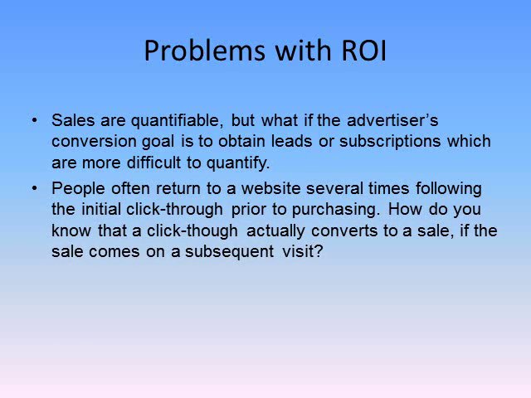Think of this problem. People often return to a website several times following that initial click-through before they buy. So how do you know that that initial click-through actually converts to a sale if the sale comes on a subsequent visit? Understand that? We've talked about the fact that people may come back several times before we buy. So we're still getting a return on our advertising investment if they purchase later on, but that makes it more complicated, doesn't it?